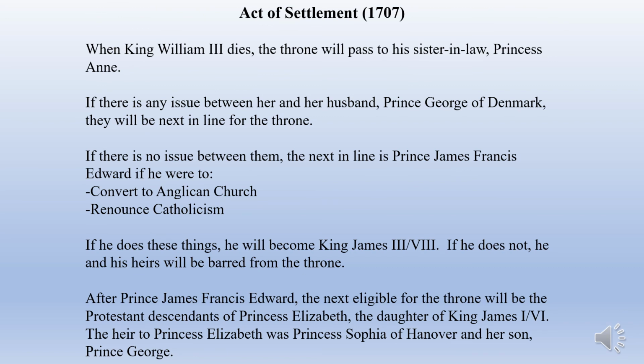Now, when King William III dies, the throne will pass to his sister-in-law, Princess Anne. Princess Anne will now become Queen Anne of England. Anne was the second eldest daughter of James II. So now the question is what to do with the throne, because when William III dies, the throne will pass to his sister-in-law. But it's not sure where that line of succession will go.